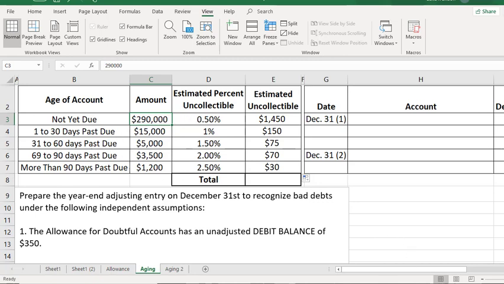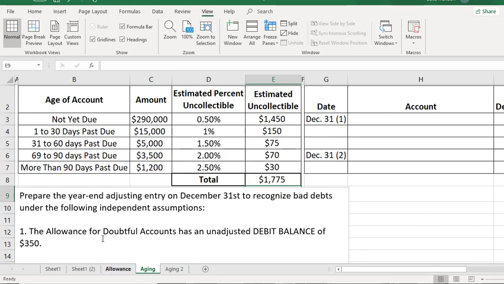Alright, the next thing you want to do once you've estimated the amount that's uncollectible for each category is to add all those numbers up together. So when we sum them, you get $1,775 of the total accounts receivable that this company estimates is uncollectible.